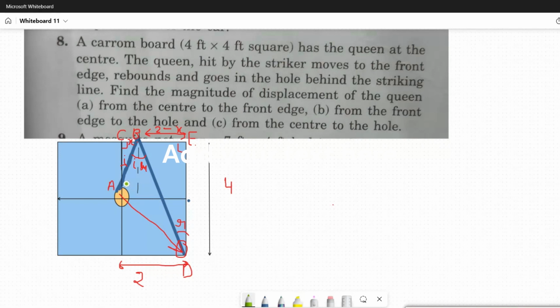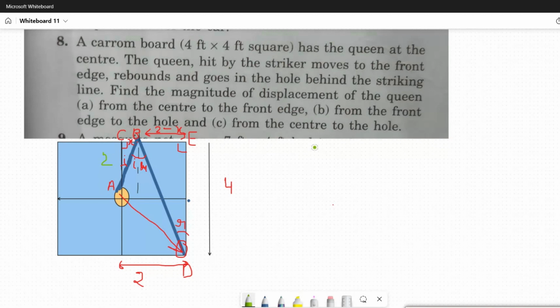Let us draw a perpendicular here, AC. AC is 2 meters again, and CA is also 2 feet because it is half. So let CB be x, then BE would automatically be 2 minus x. So we are going to solve this question with a different concept.